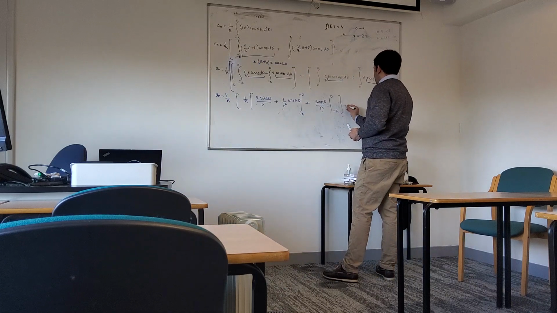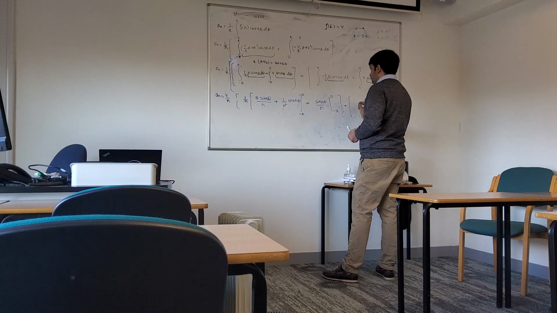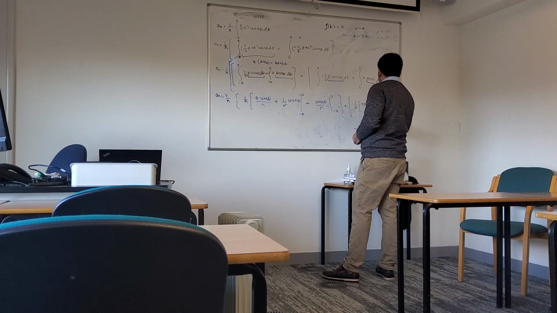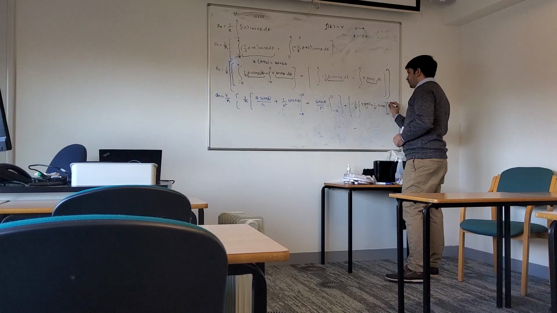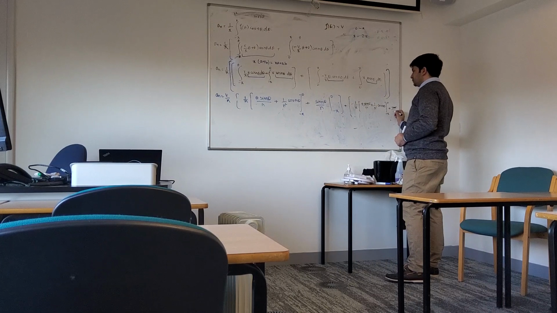So this would be minus 1 by pi inside theta sine of n theta by n plus 1 by n square cos of n theta, minus pi is 0, plus sine of n theta by n.